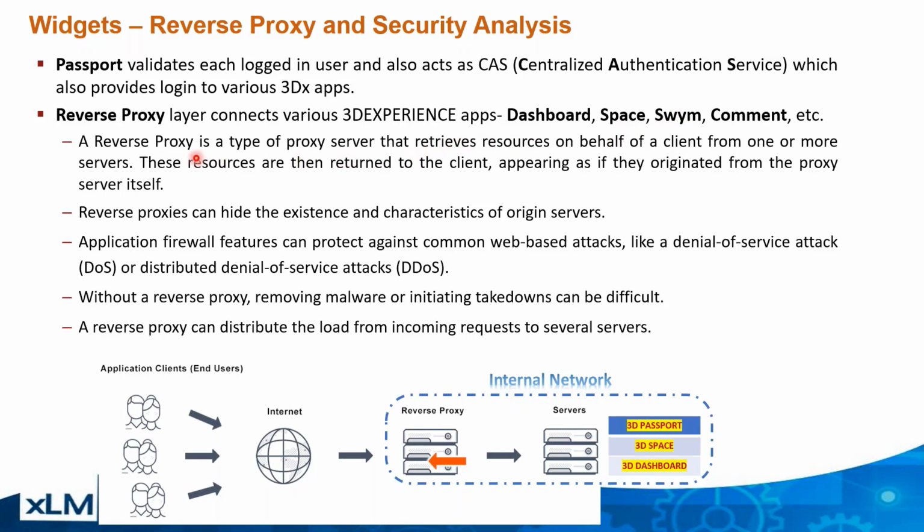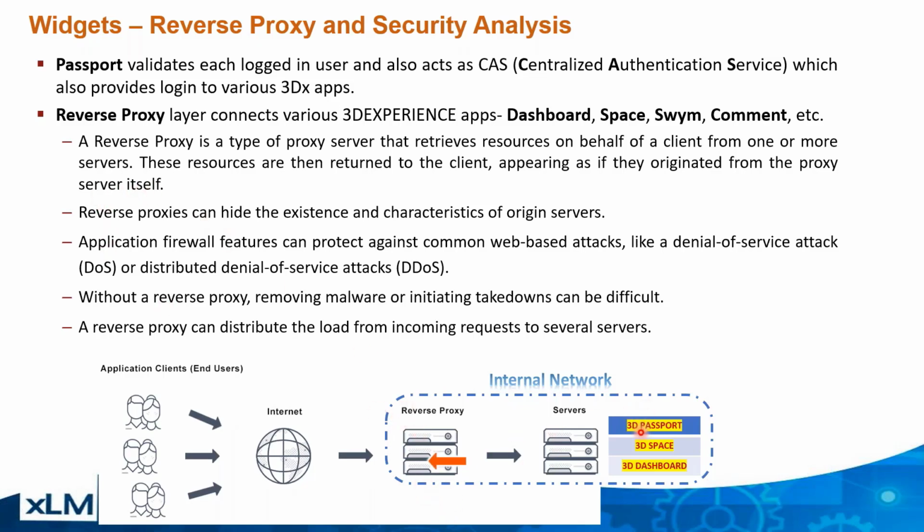A reverse proxy is a type of proxy server that retrieves resources on behalf of a client. For example, a client request comes from the internet from any person, and here the reverse proxy layer will filter it, and on behalf of the client, it could fetch data from one or more servers. These resources are then returned to the client, and to the client it looks like a single server response, as if it originated from a single server.